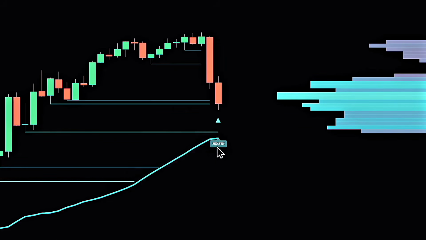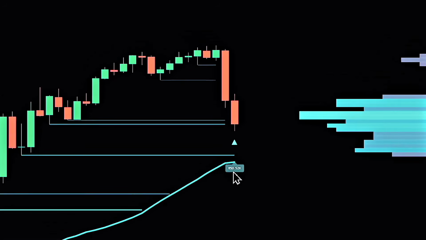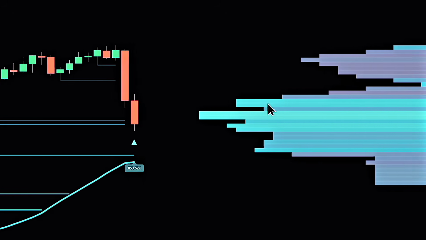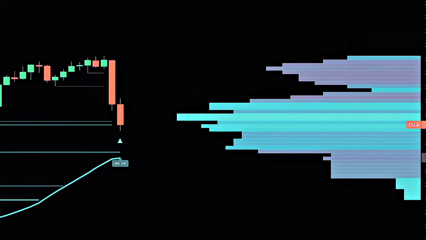For other time frames, multiply the time frame in minutes by 10,000 to get your minimum. For example, 10 minutes equals 100,000, 1 hour equals 600,000. Then check the volume profile for at least one bright bar within the candle's high and low, showing strong interest. If there's no bright bar, skip the trade.